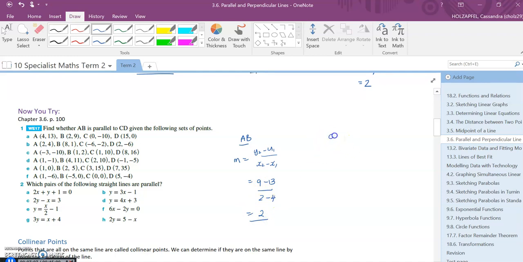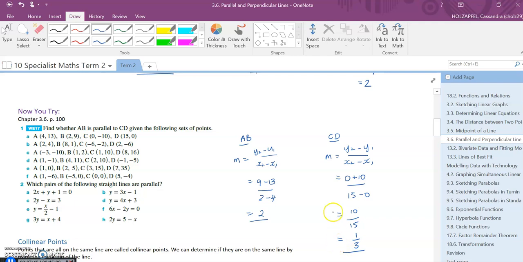All right, let's do the same thing now for CD. And again, I'm just going to call this my x1, and I'm going to call this one my x2. So we're going to have m is equal to y2 take y1 over x2 take x1. So y2 is going to be 0, 0 take away -10 divided by 15 take 0. Well, this is a nice easy one, isn't it? So 10 divided by 15, and that's going to be equal to 1 over 3. So clearly those two lines are not going to be parallel.